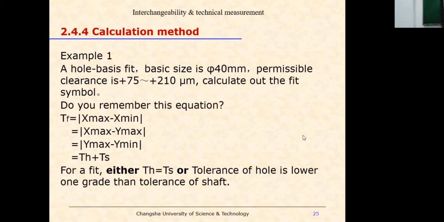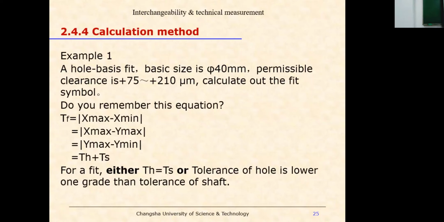Can I give you some tips? Do you remember this question? TF equals maximum clearance minus minimum clearance, right? It means that when a shaft and a hole are assembled together, they can move.